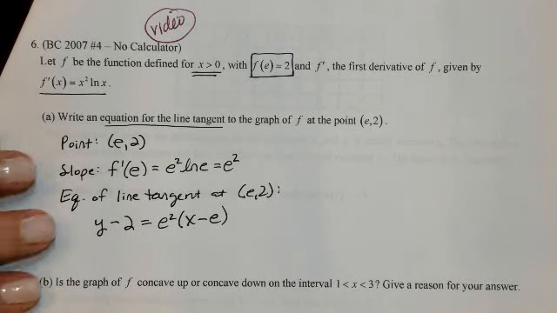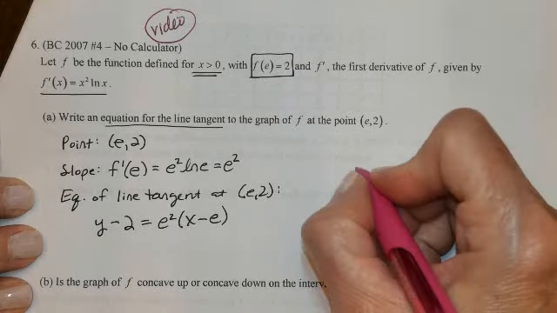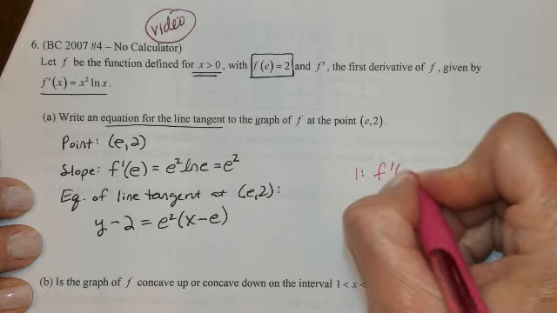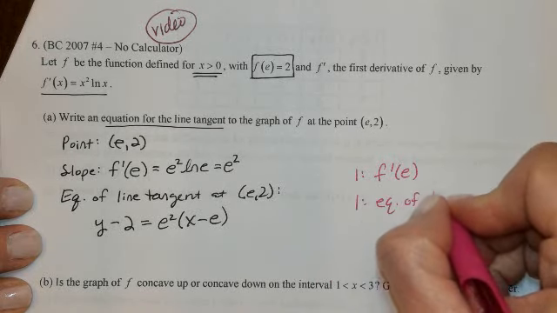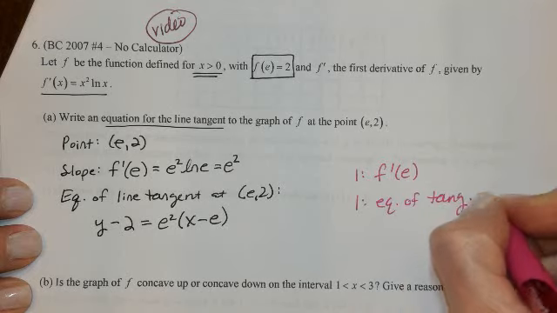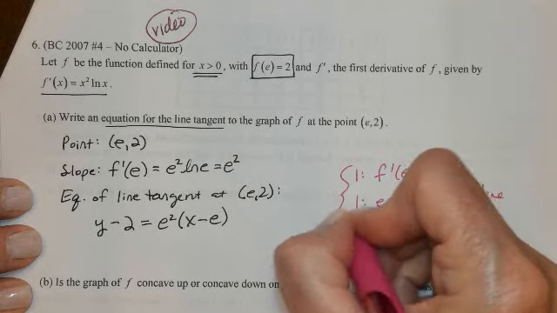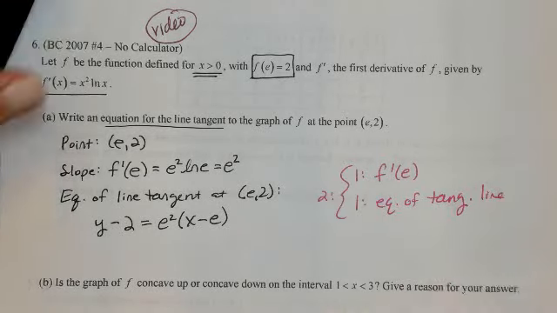Okay, the way they scored this one, they gave 1 point for finding f prime of e and 1 point for the equation of the tangent line. So 2 points for that one.